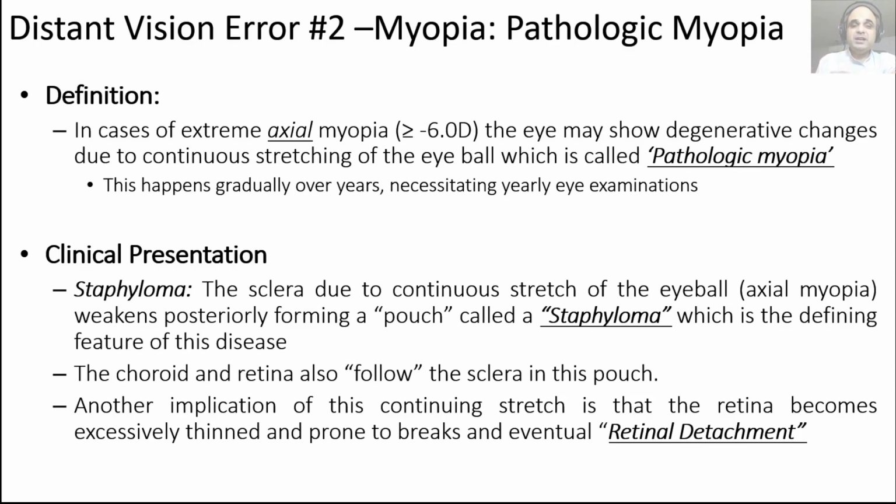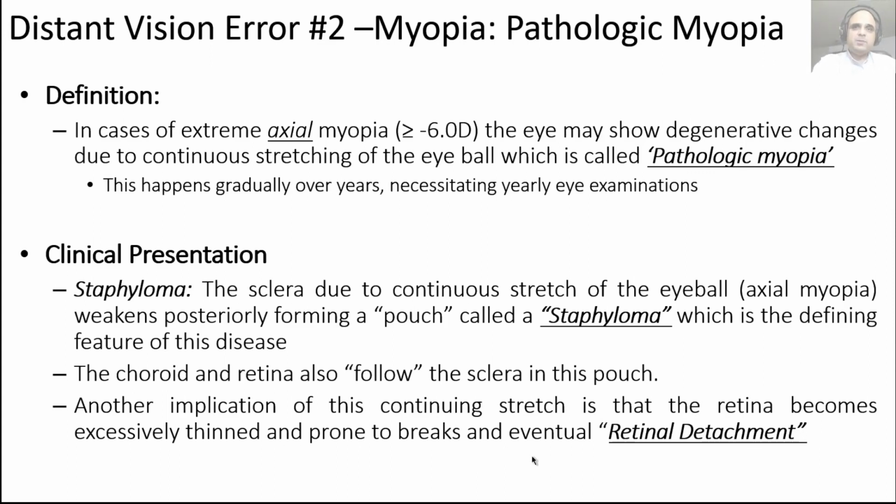And the retina is really thin. It's a very thin, delicate neural tissue. And as it stretches into the staphyloma, it can actually develop a break, which can lead to retinal detachment. And this is the thing, this retinal detachment, amongst other things that can happen in pathologic myopia, that can cause devastating visual loss, even permanent visual loss. So that's something which requires yearly eye examination to ensure that this doesn't occur.